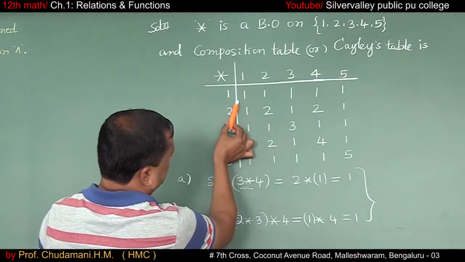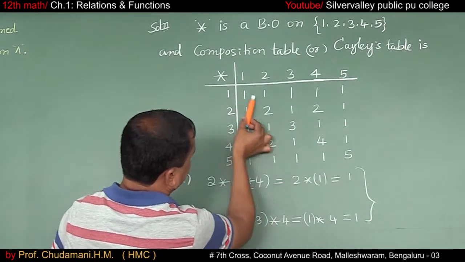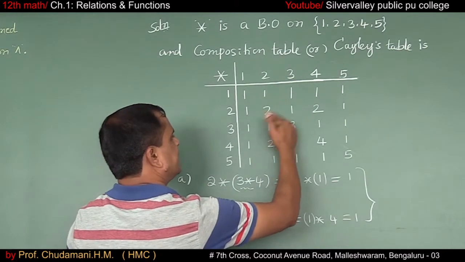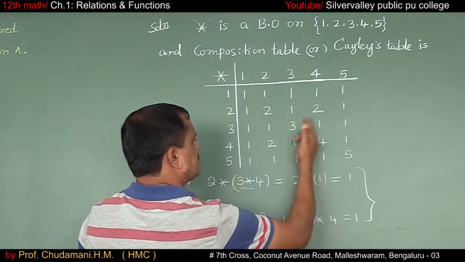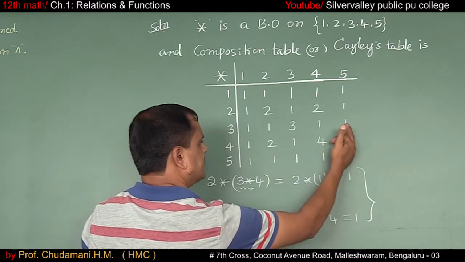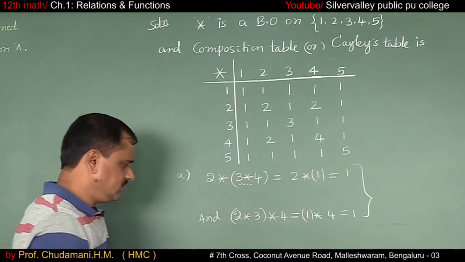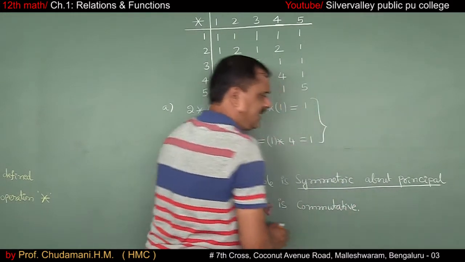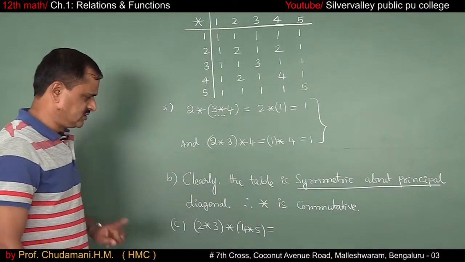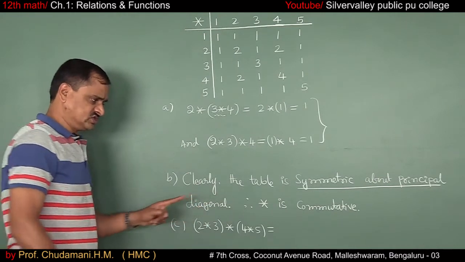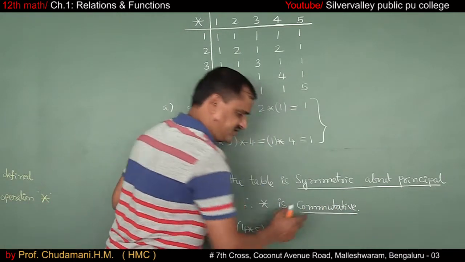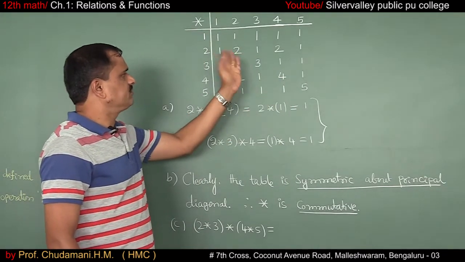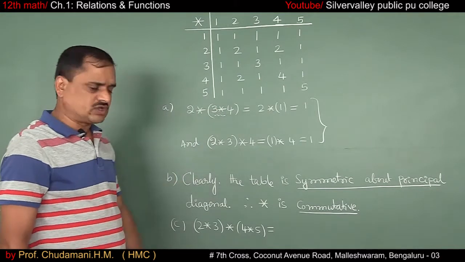See the table, along this principal diagonal. If you fold along the principal diagonal, coinciding elements are the same. Correct enough? So the table is symmetric about the principal diagonal. Therefore, star is commutative. This is enough. Since the table is symmetric about the principal diagonal, star is commutative.